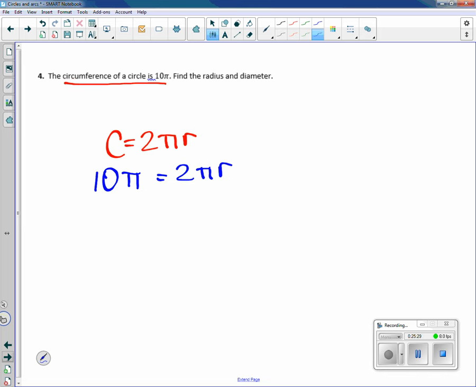Well, here's the cool thing about it. I know y'all looking like this math is so crazy. If you have a pi on both sides, they're going to cancel out. Now I just have 10 is equal to 2r. And if I'm solving for radius, how do I solve for radius here? What do I need to do? Divide by 2. So radius is 5.